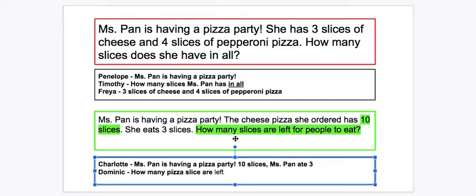This is called a subtraction problem. Can you say subtraction? A subtraction problem also has different parts, but there's a starting number, and our starting number is 10 here. A takeaway number, in this case, I ate 3 slices. So our takeaway number is 3. And Dominic told us that we're trying to figure out how many slices are left for people to eat. This is a subtraction problem. Nice job.